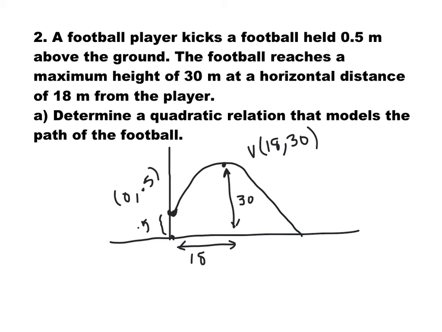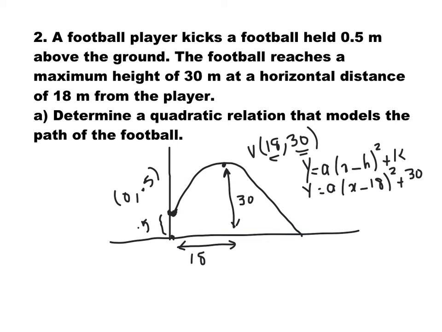I know the vertex form of the parabola is y is equal to a times (x minus h) squared plus k, which is a times (x minus h), h is 18 here, plus k, k is 30. And this is my y. Now to find a, I'm going to use the point (0, 0.5). So I'm going to say 0.5 is equal to a times (0 minus 18) squared plus 30.